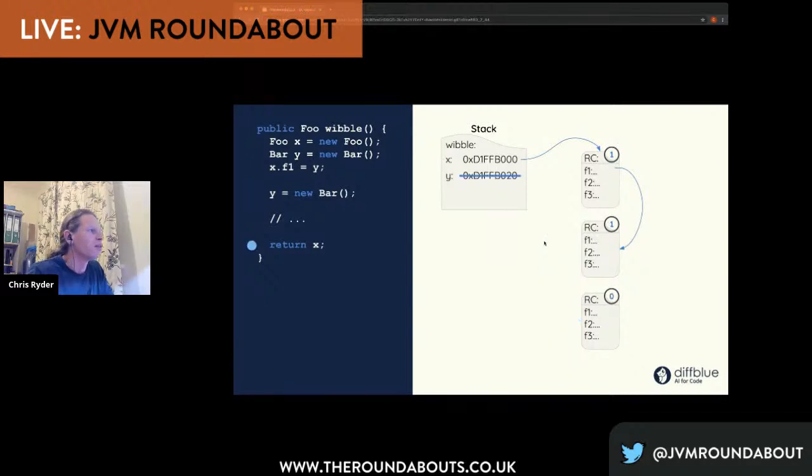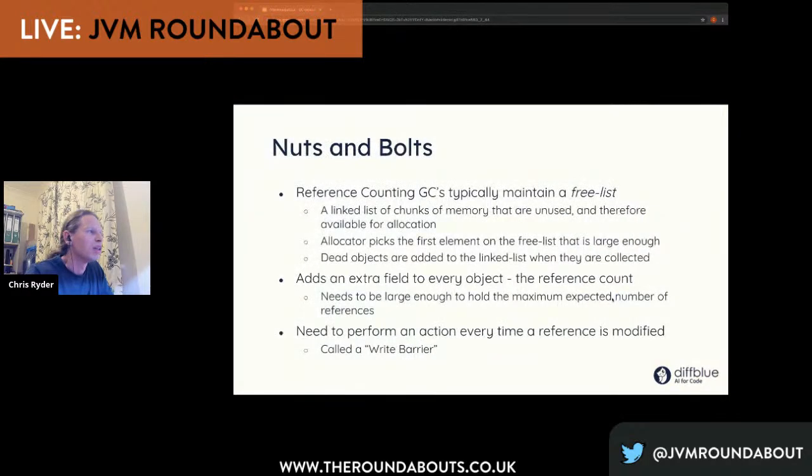And then at some point in the future, in the return statement, we've lost the reference to this object, so this reference count goes to 0. Now, when its reference count goes to 0, that means there are no more references left in the program to it, and it can be deleted. So it's quite a simple algorithm.